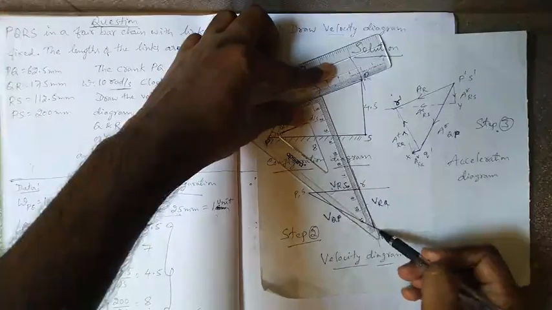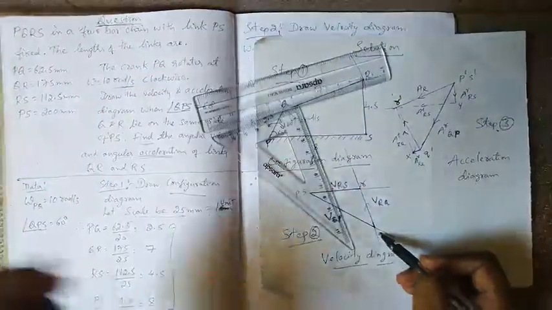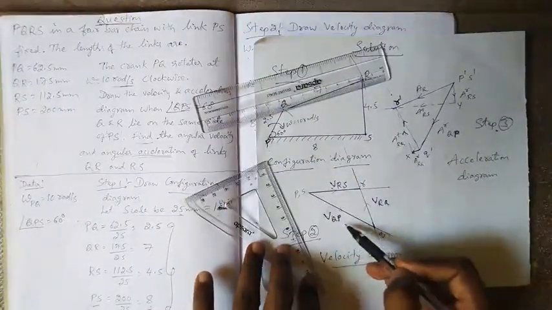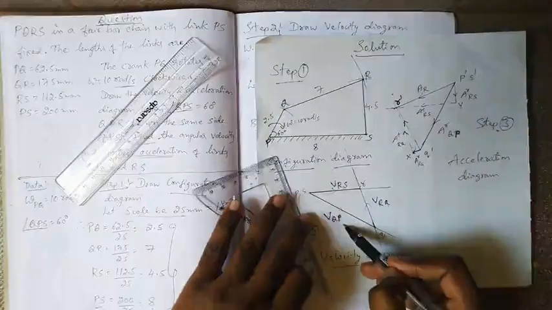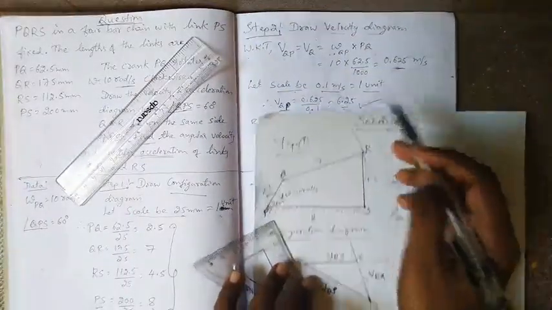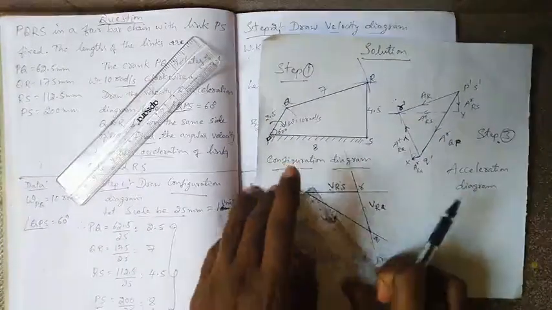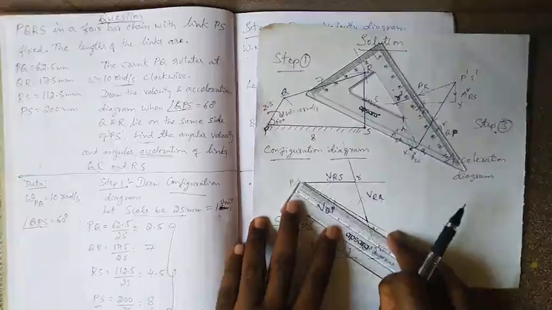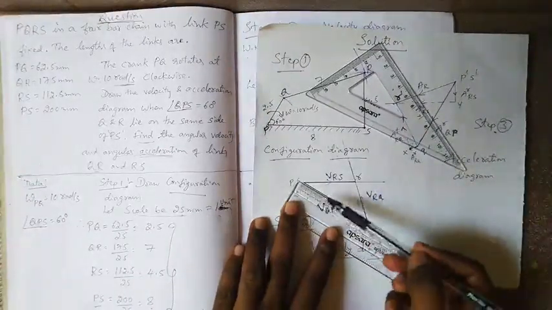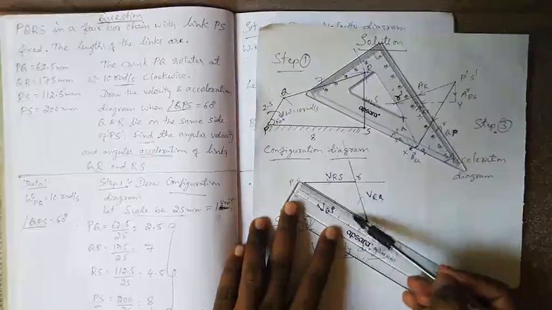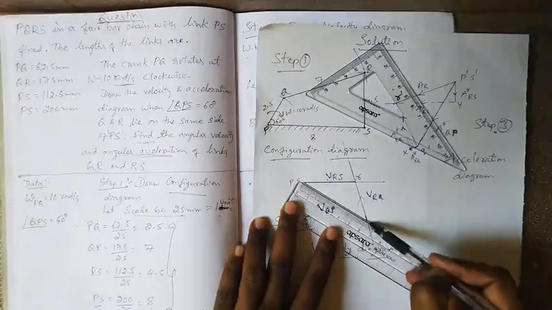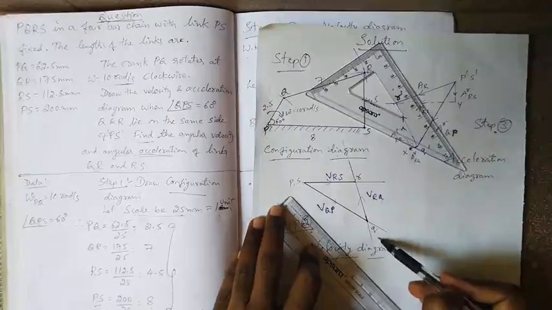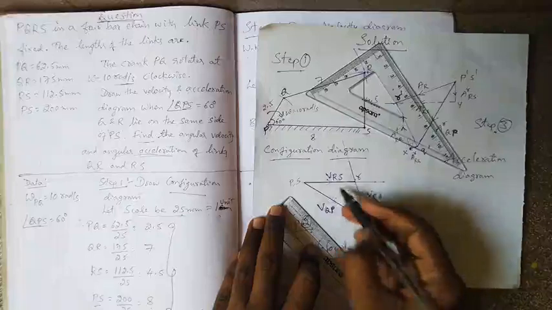Draw a line of certain length which should pass through point Q. How did we get this point Q? Because the length of this line is known. The velocity vector of Q with respect to P is known, that is 6.25. So 6.25 millimeter you need to take on the previous scale: 10, 20, 30, 40, 50, 60, 6.25, and you stop at this point. So here you got point Q. This line length is 6.25.